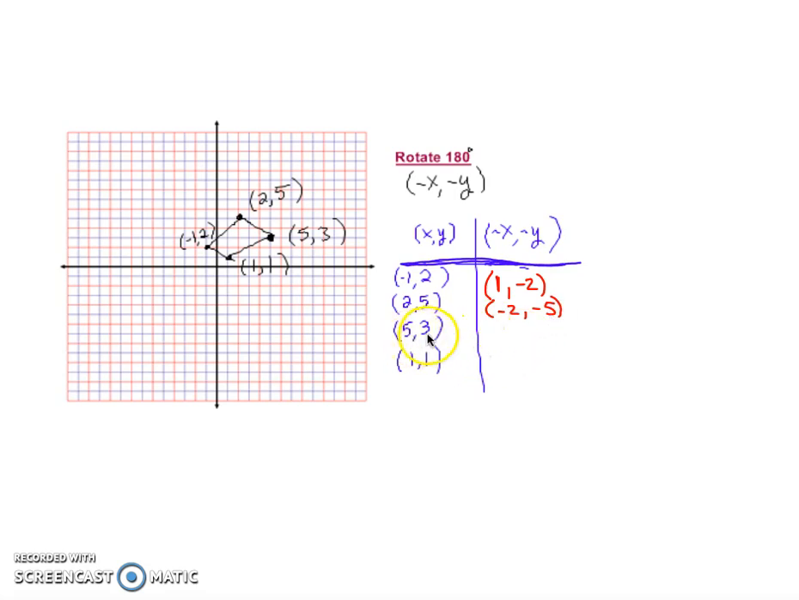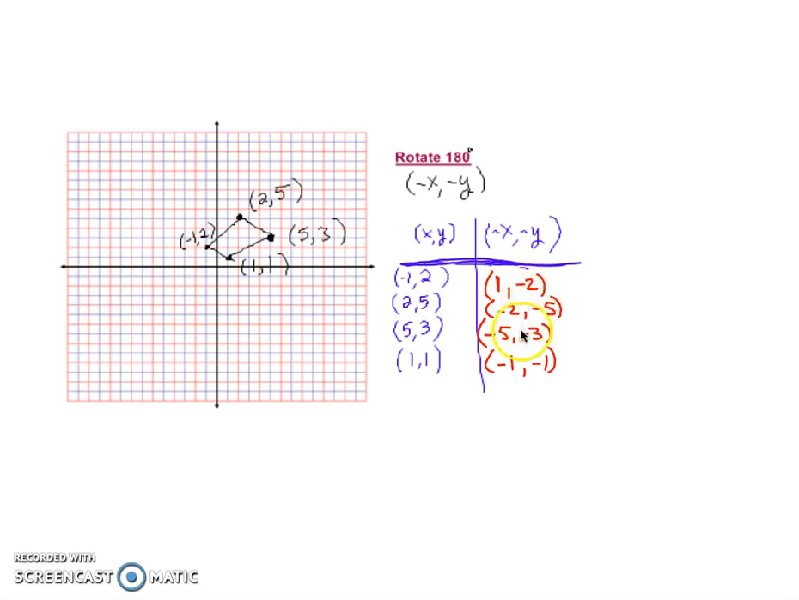Our next one is (5, 3). So the opposite of 5 is negative 5, and the opposite of 3 is negative 3. And then for our last one, we have (1, 1). So again, the opposite of 1 would be negative 1, and the opposite of 1 is negative 1. So once I have transformed all of my coordinates using my negative x, negative y formula, then I'm going to graph it. So we're going to go through and just plot each of these points.